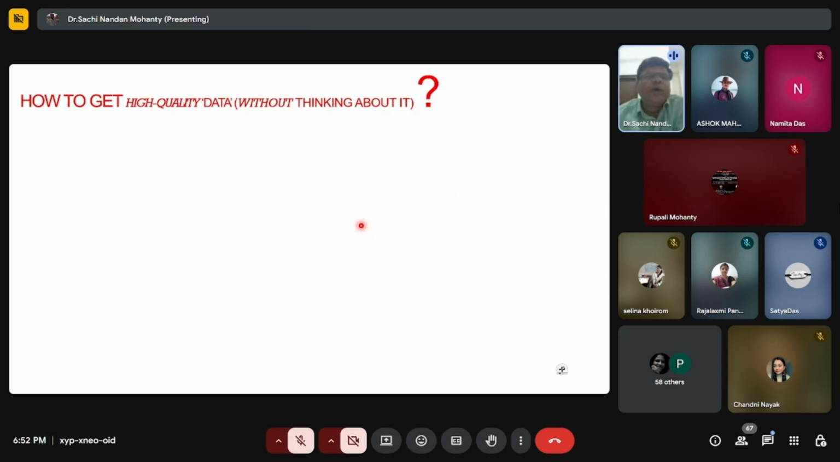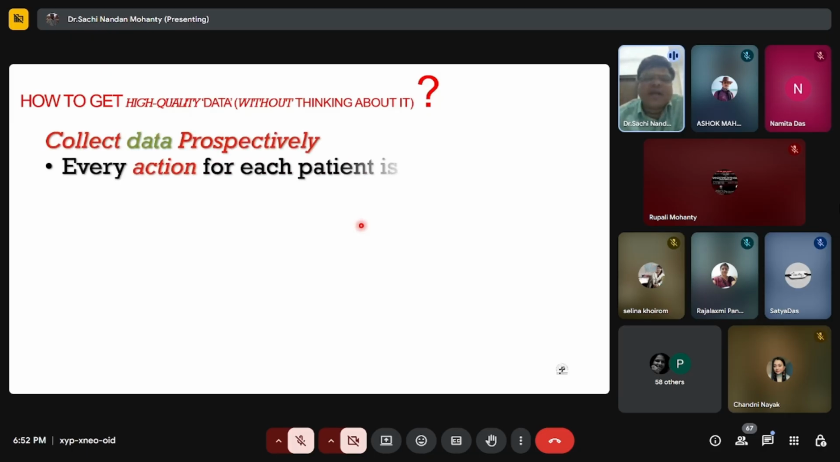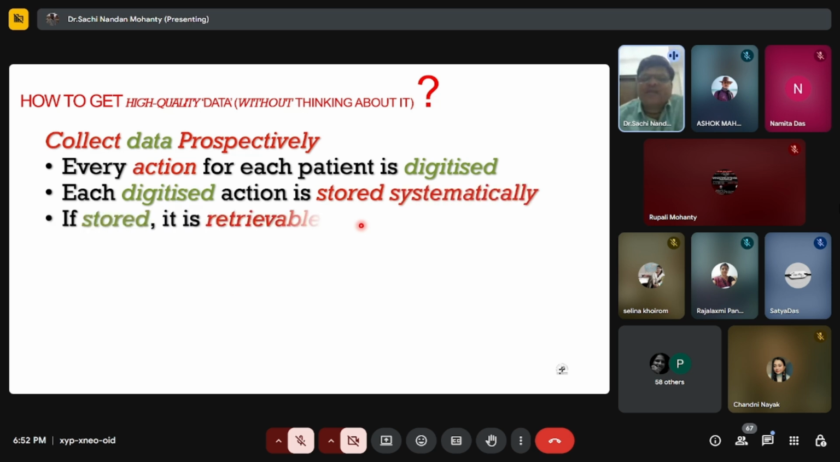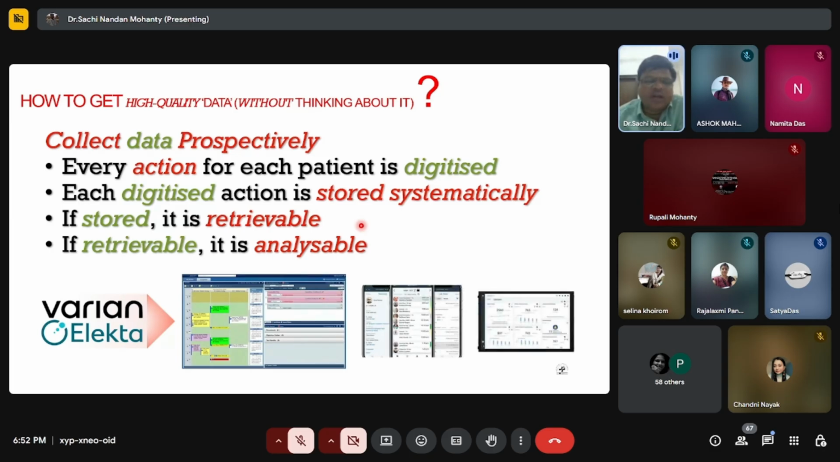Now, when you have high quality data, without thinking about the quality of data, as I already told you, every action on the patients is digitized, and everything digitized should be stored systematically. Then you can call the stored data for retrieval, and retrieval should be analyzable. So this is a new topic: one is variable selection, and one is software that automatically stores the analysis and gives you the output.